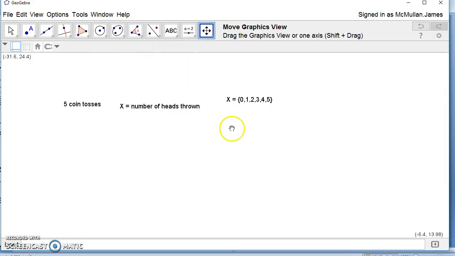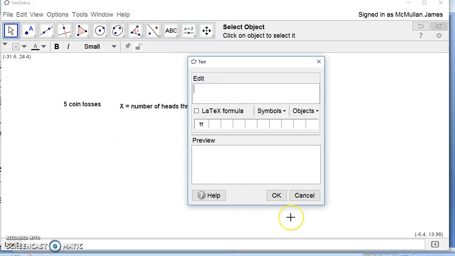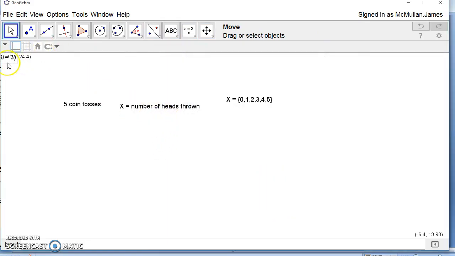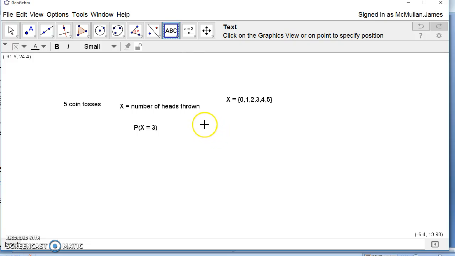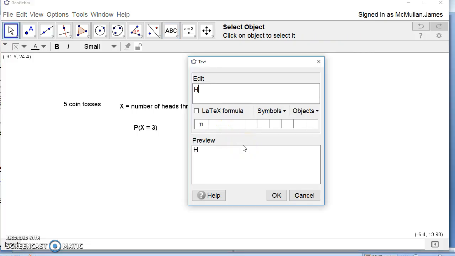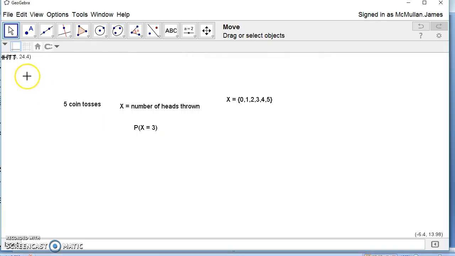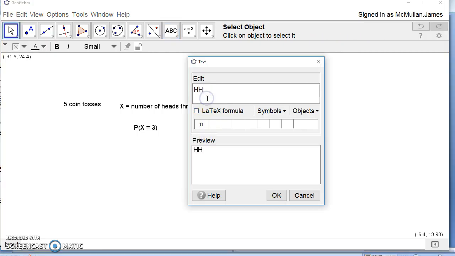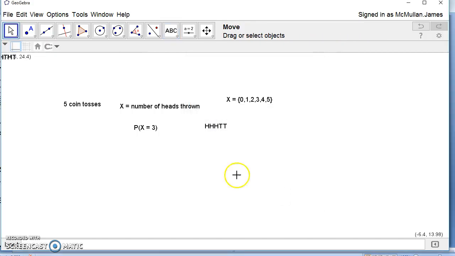Okay, so let's say, just for example, we are looking at the probability that x is equal to 3. What about if we were looking to throw 3 heads? How would we have solved that in the past? In the past, we would have said, if you get 3 heads, that's head, head, head, tail, tail. This is one way that we could throw it. Another way we could throw it is head, head, tail, head, tail. This is just another simple example, right? The question would be then, how many ways are there to do this?